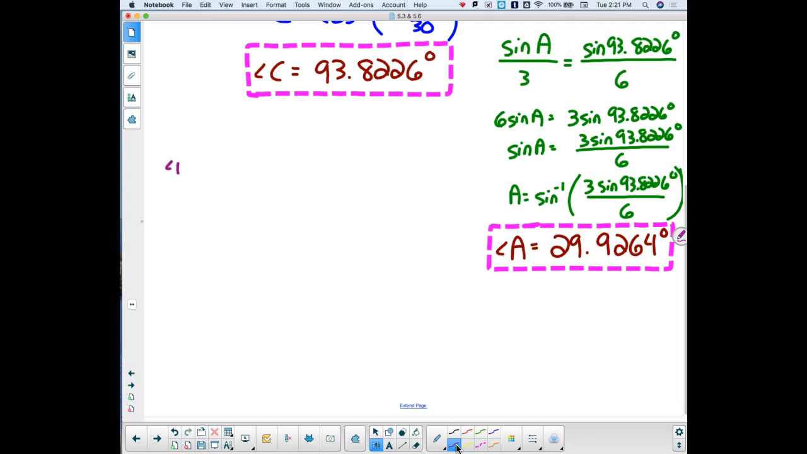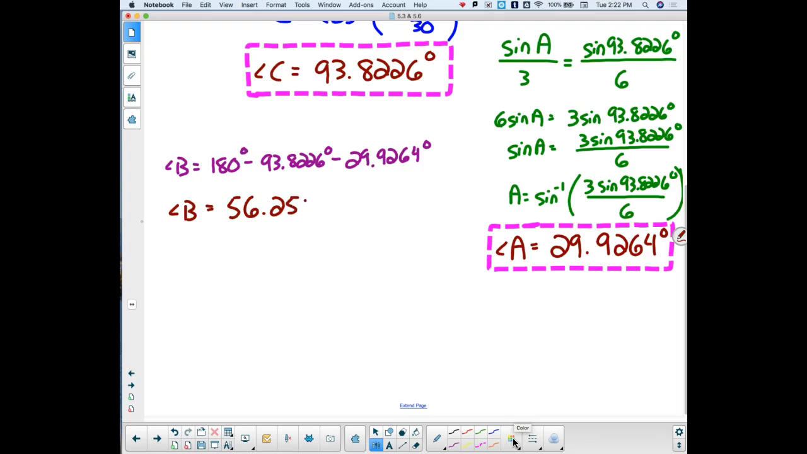Then we need angle B. It's going to be 180 degrees minus 93.8226 minus 29.9264. And I get angle B here is 56.251 degrees. Agree? Okay.